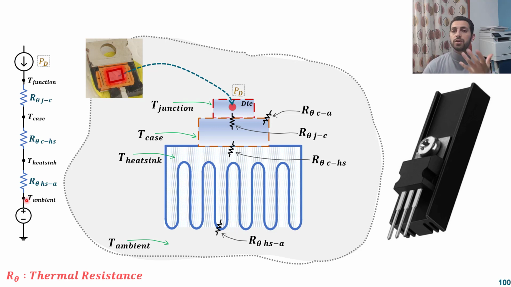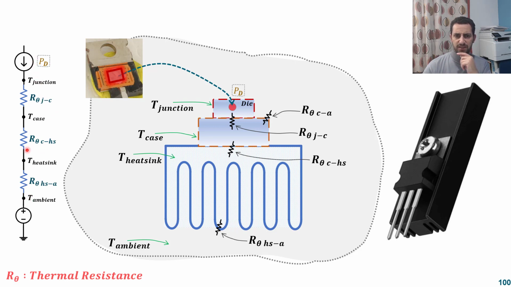And because we sometimes consider the ambient temperature to be a constant, for example 25 degrees, that's why we have set here a voltage source. That voltage source has 25 volts, and the volt here means degrees Celsius. So the temperature at the ambient here will be 25 degrees Celsius.